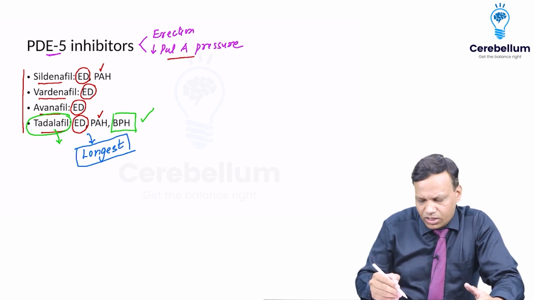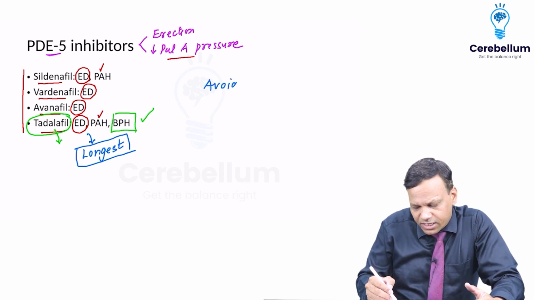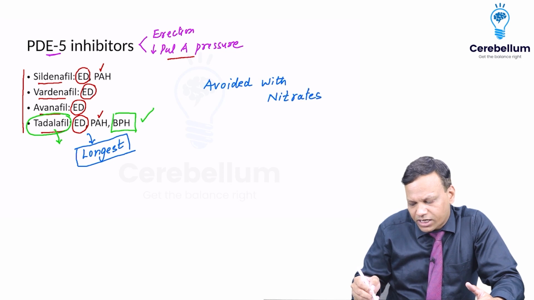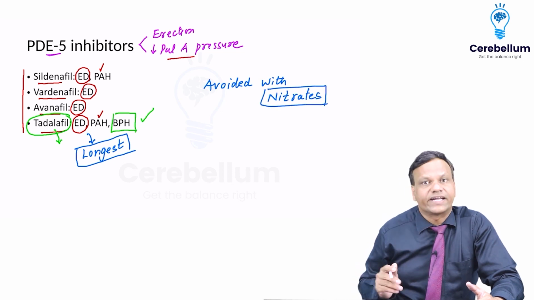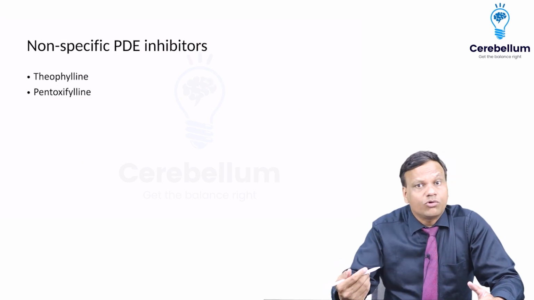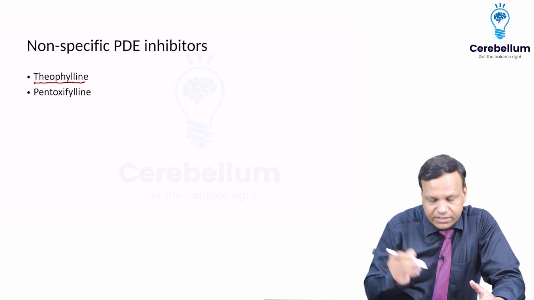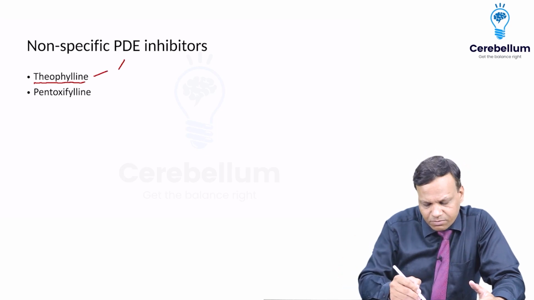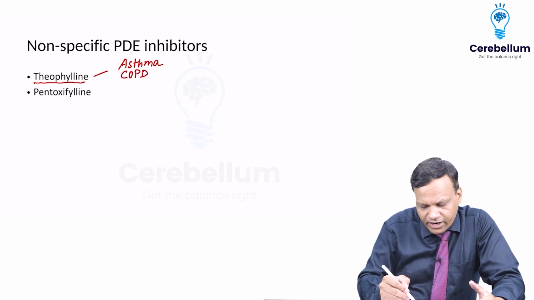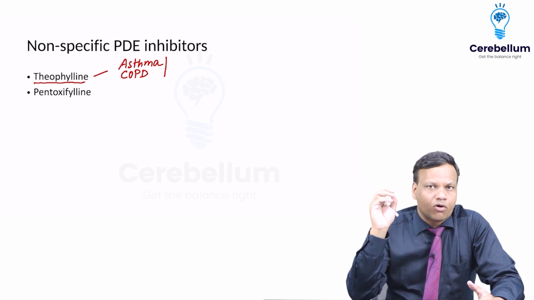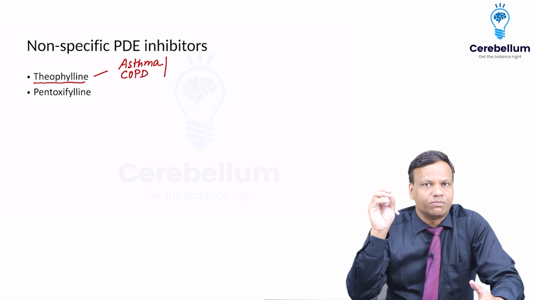And these drugs in particular are avoided with which drug? That is a very important MCQ asked. Yes, avoided with nitrates, because they can lead to severe hypotension, so they should never be given with nitrates. Then coming to non-specific phosphodiesterase inhibitors, the drug is theophylline. We all know theophylline is used in asthma and COPD. Particularly in COPD, we can use theophylline by inhibiting phosphodiesterase 4. It has two important actions: one, bronchodilation; second, it decreases inflammation also.